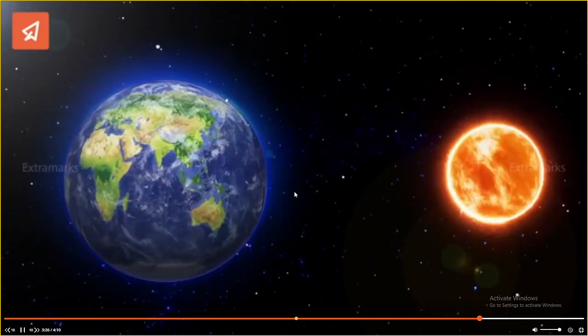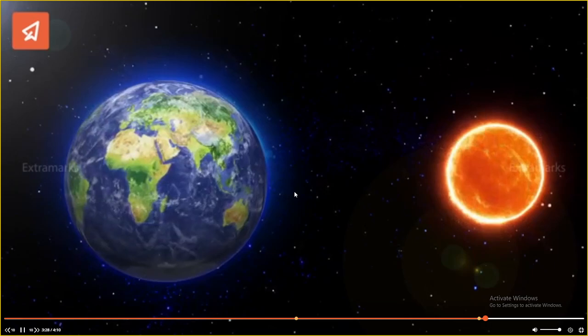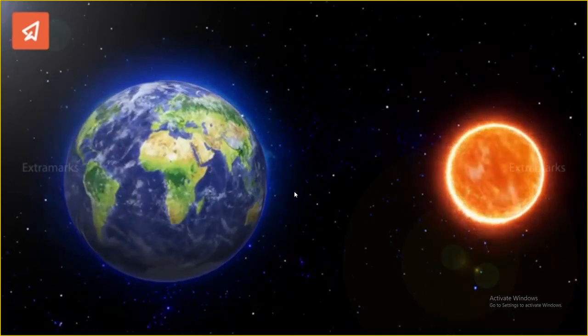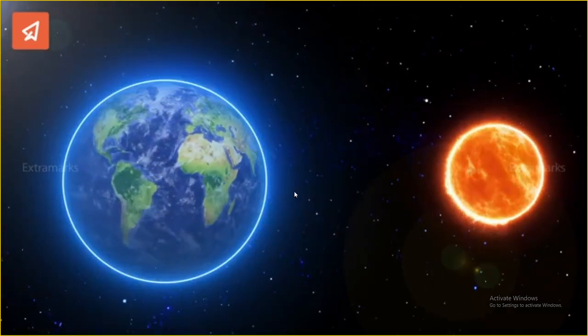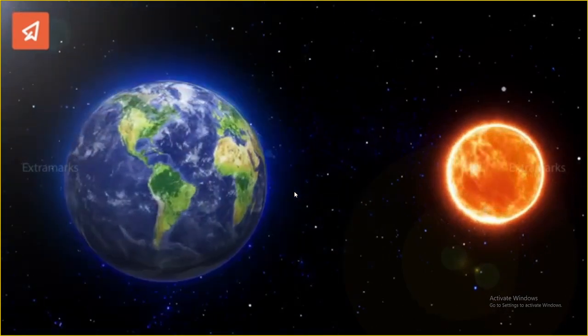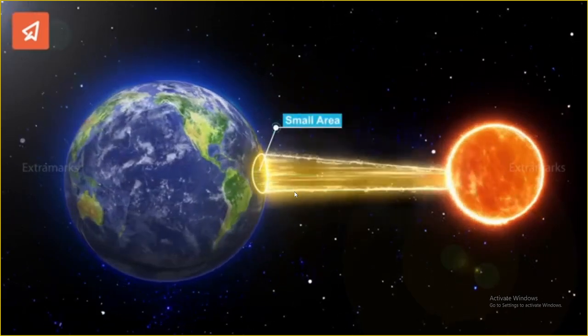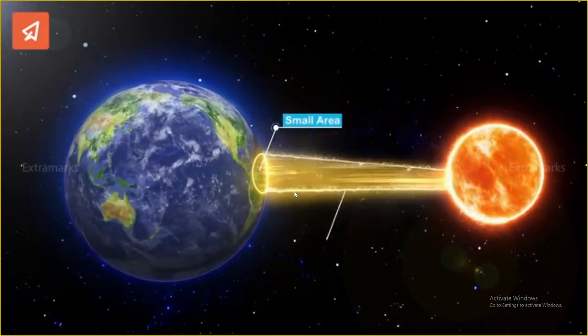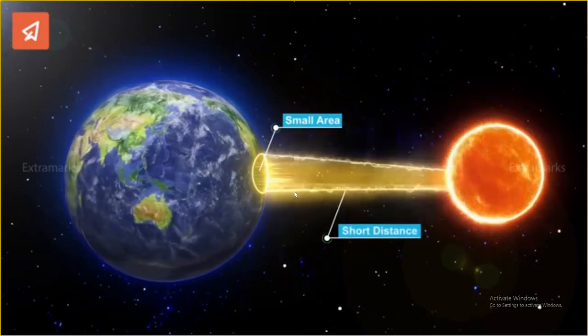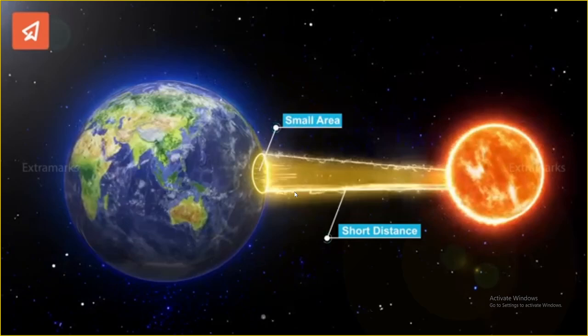But why do the sun's rays play such an important role in affecting the climate? Remember, the Earth is spherical. This means that the regions next to the equator get more direct sunlight, which is concentrated over smaller areas. This is because the rays have to travel a shorter distance and thus can heat the Earth more.